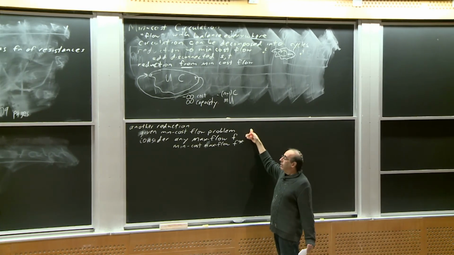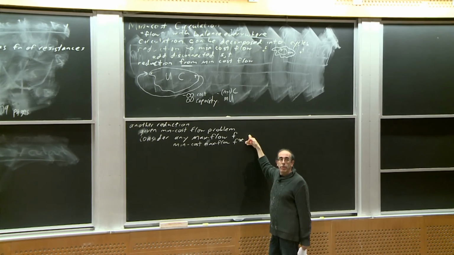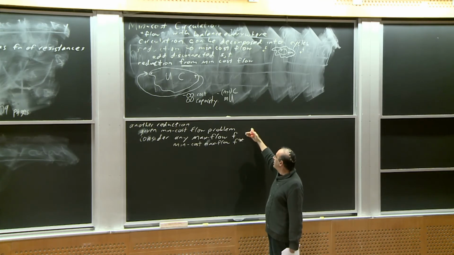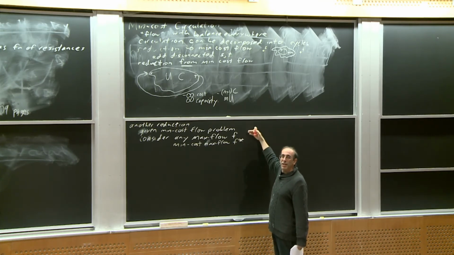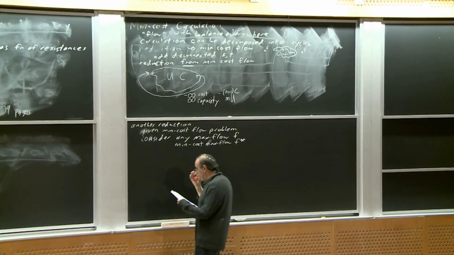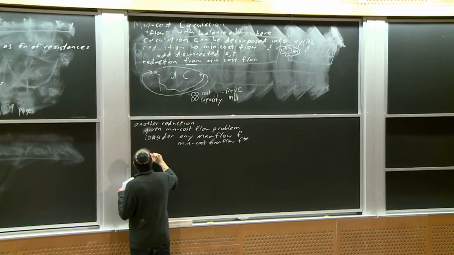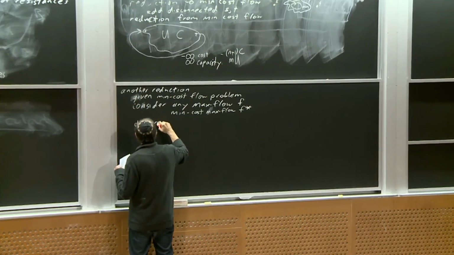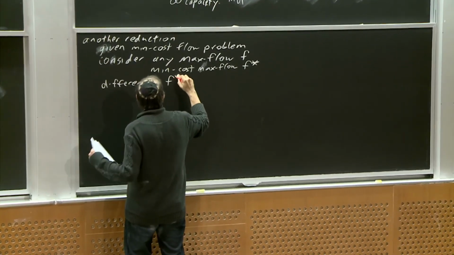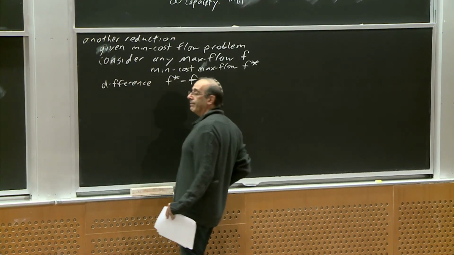The problem is that we want to compute the min-cost flow. But suppose that we have computed the max flow. What is the difference between the flow that we have and the flow that we want? And let me ask that literally. What is the difference F star minus F?